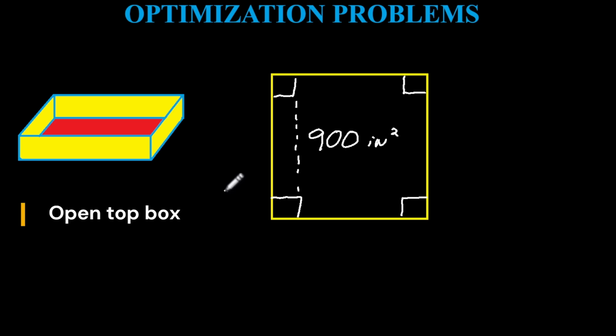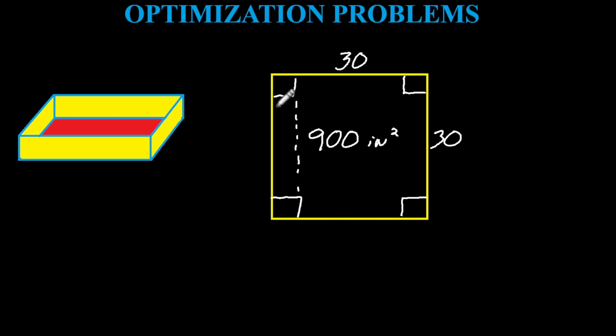Optimization problems are some of the most common applications for differential calculus. In this example, we're given a 30 by 30 inch square piece of cardboard, which is 900 square inches, and we're going to cut squares out of the corners to form a box. When we cut the squares off, we would fold it along this dotted line.